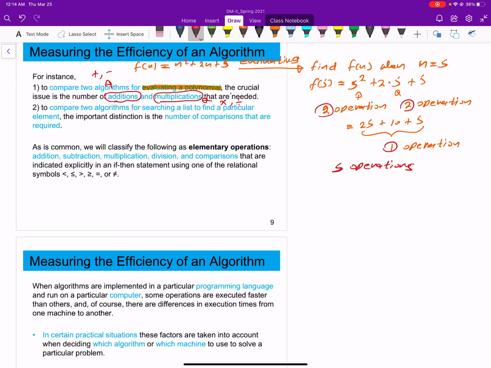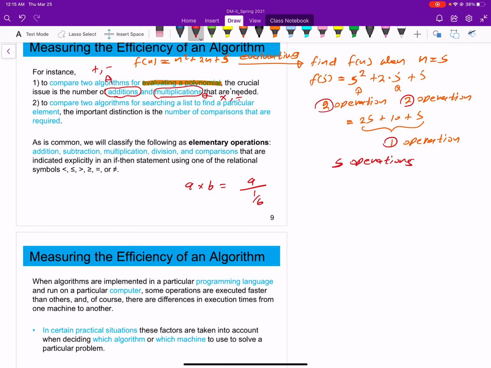You can consider multiplication as division, or division as multiplication. All right. So how? Like this. Let's say you just multiply a with b. This can be given like a divided by 1 over b. Now you see multiplication and division can be interchanged. So that's why I'm telling, when it says multiplication, it includes the division too.